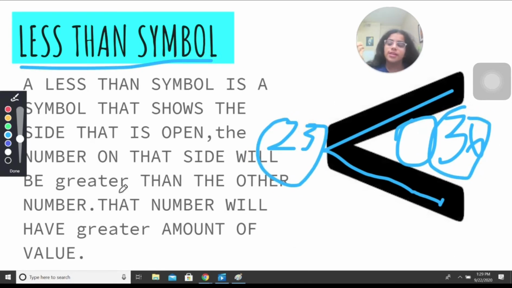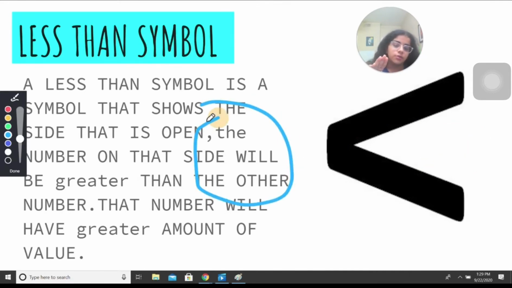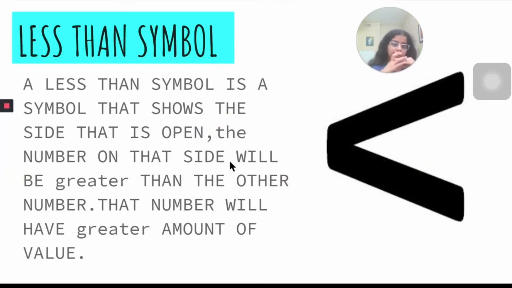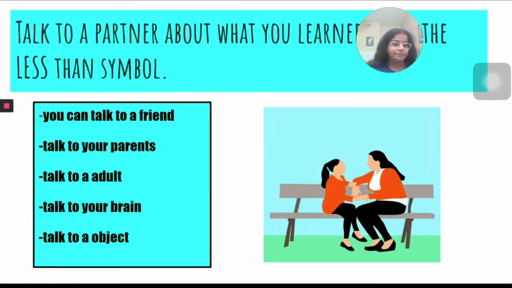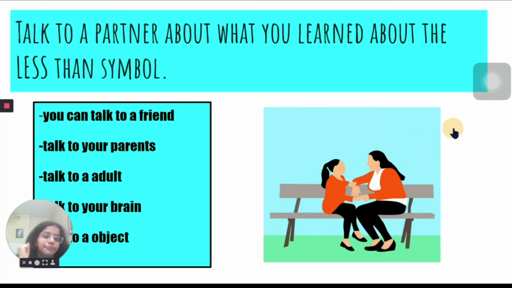So it's basically saying that the side that this is open to would be the greater number, the side that the gap is, but the side that would be this side would be the less number. This one would be greater, this would be less than. Okay, now what you just learned about greater than, just like you talked about greater than, now talk about less than for 10 seconds.